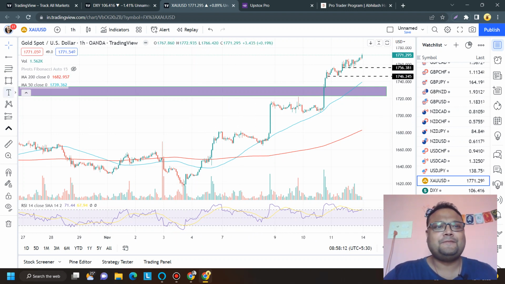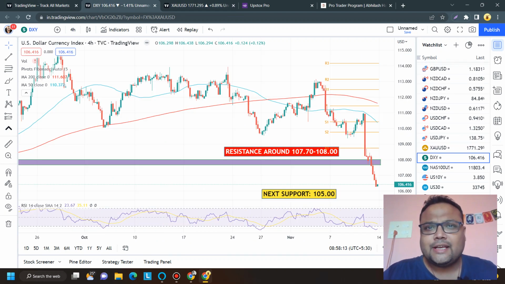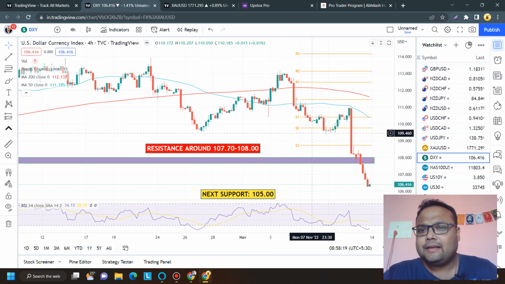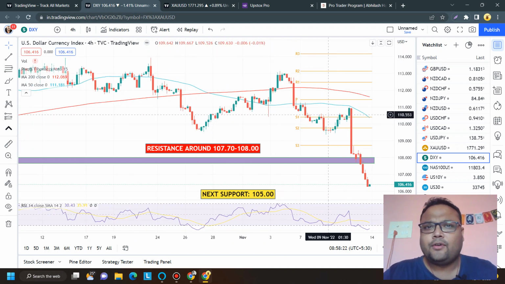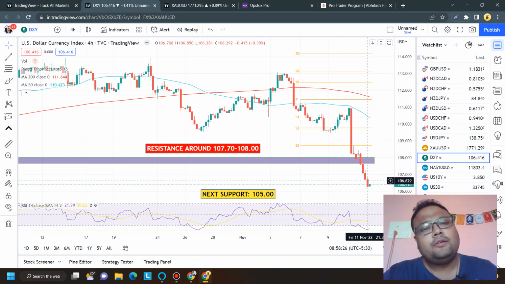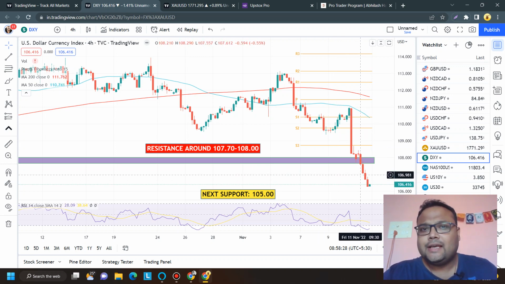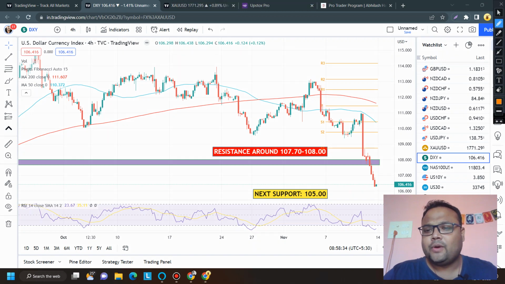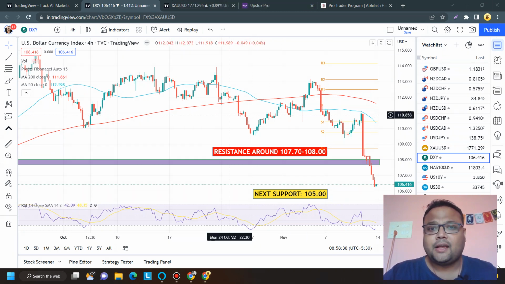So let's get started. This is the 4-hour chart of DXY, the US dollar currency index, and heavy correction is still going on. We can see that the DXY also witnessed a heavy fall during the last trading session and settled at 106.41. So yes, Monday opening will be very important for DXY, just to see whether the correction continues or DXY tries to recover after the market opening.